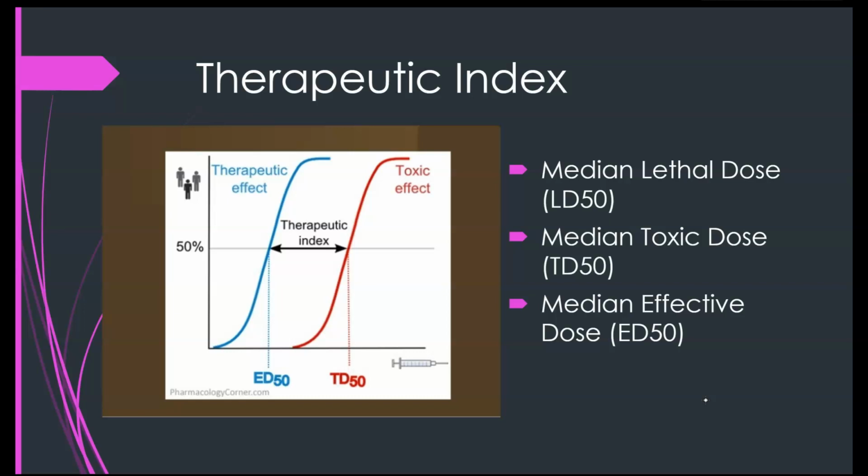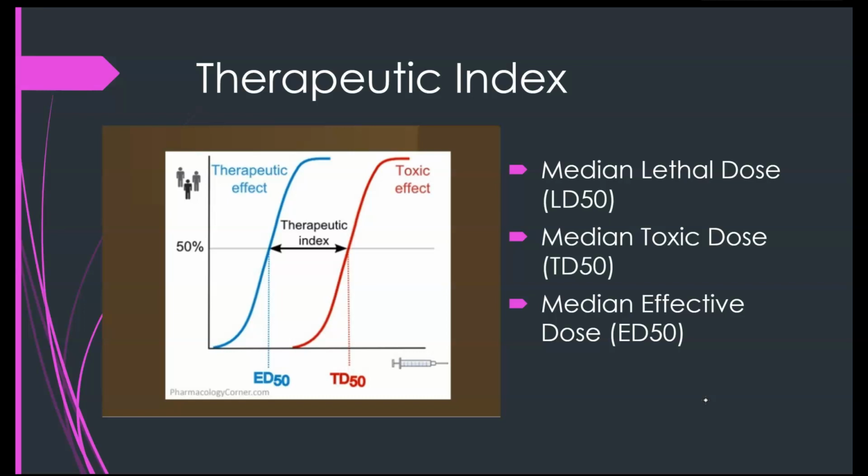So what they do when they're testing drugs is find out the effective dose for 50% of the population. That's here. And then they also find out the toxic dose for 50% of the population. Then they calculate the therapeutic index, right? So they want your dosage in this safe window.